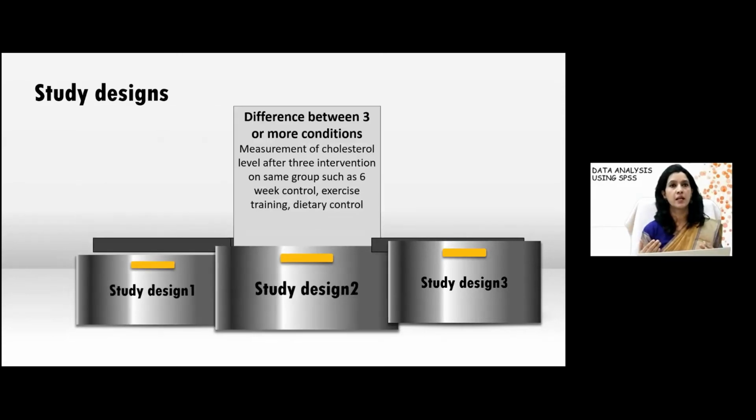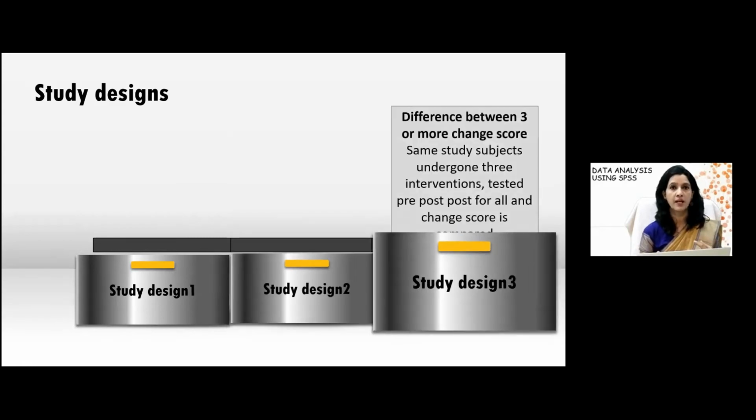The second study design could be if I want to know the difference between the outcome of 3 different interventions, like one could be intervention 1, the second could be exercise training, the third could be a dietary control. Or in the third case, if I want to measure the difference of change score pre-post at 3 different time points, then also I will use this repeated measure ANOVA.